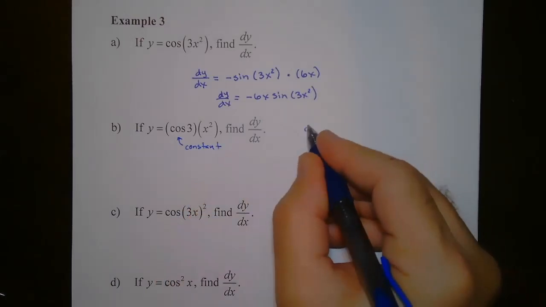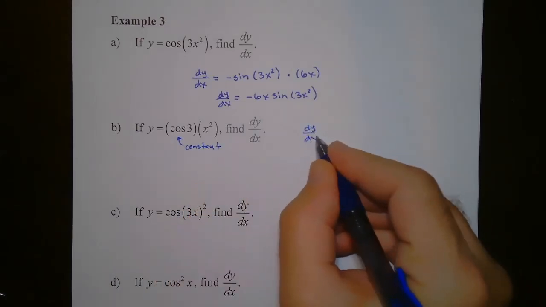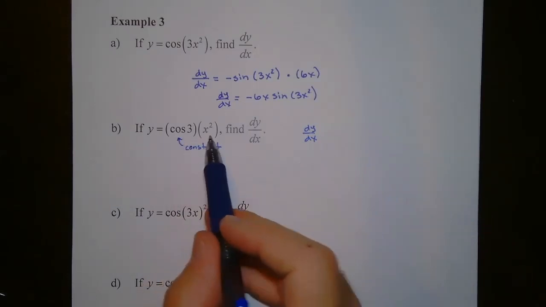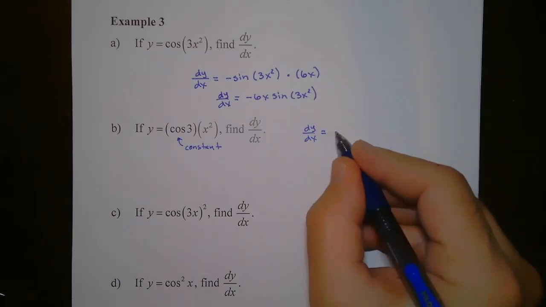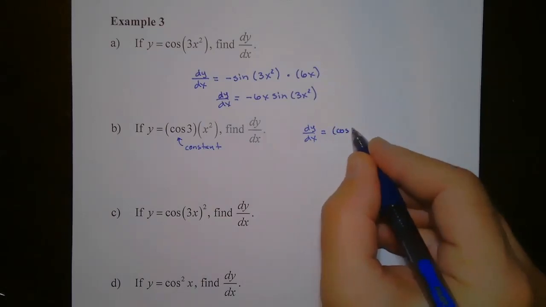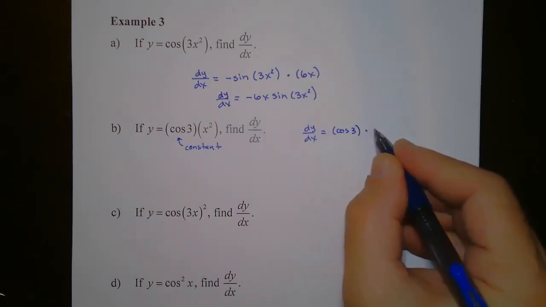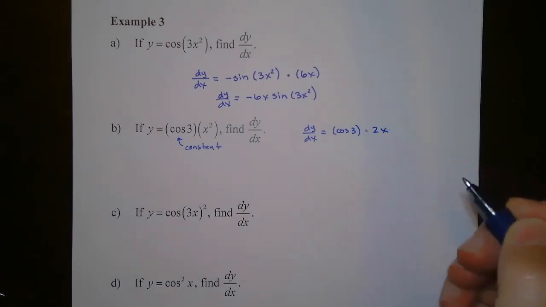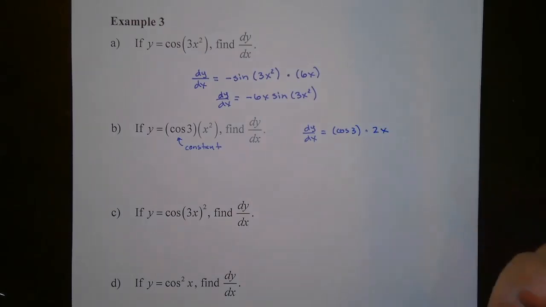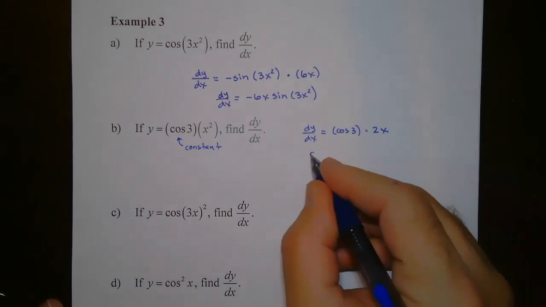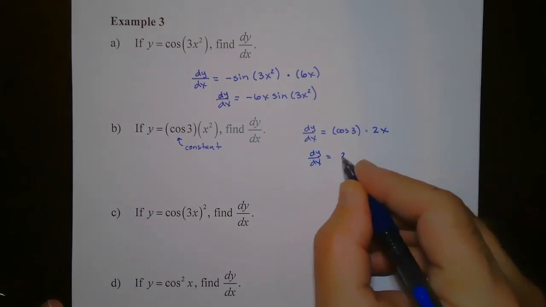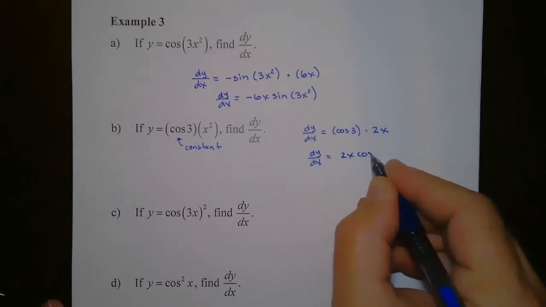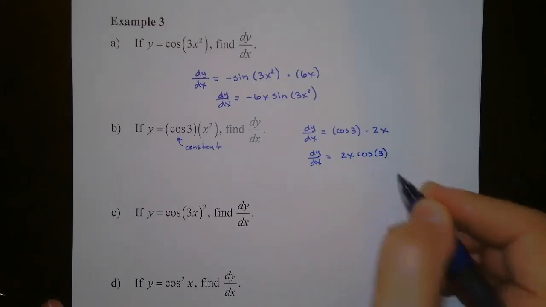So when we go to find dy over dx, it's a constant times x squared. This is just a constant times the power rule. So this winds up being equal to cosine of 3, because that's our constant, times 2x. All right, and I would say it'd probably be better if we wrote dy over dx like this, 2x cosine of the number 3.